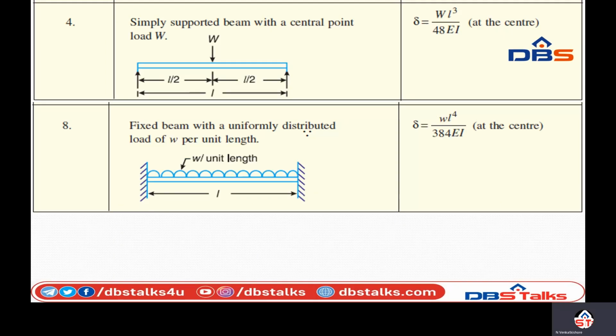Next, a simply supported beam with a central load W. Delta is equal to WL cube by 8EI. Next, a fixed beam with UDL. Delta is equal to WL to the power of 4 by 384EI. So these are the eight varieties of beams. Accordingly, the deflections also we have noted.